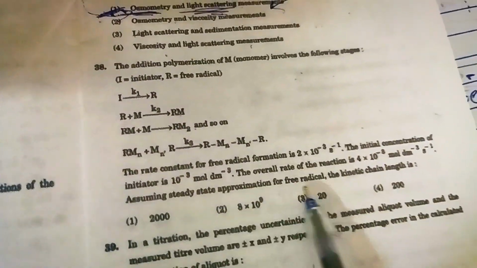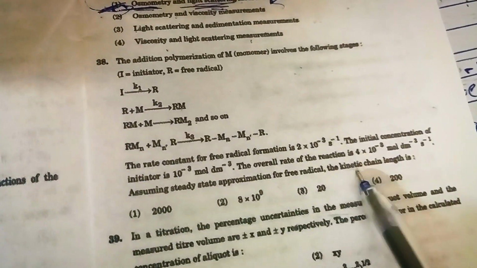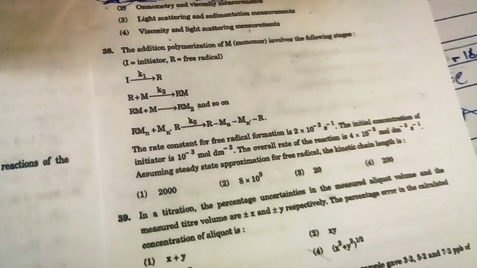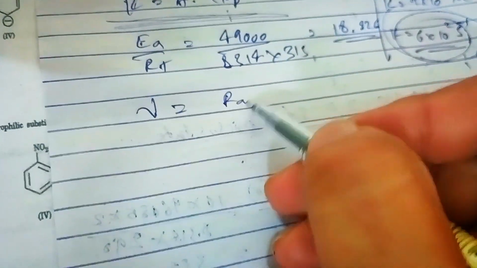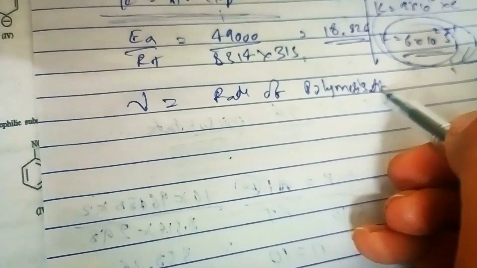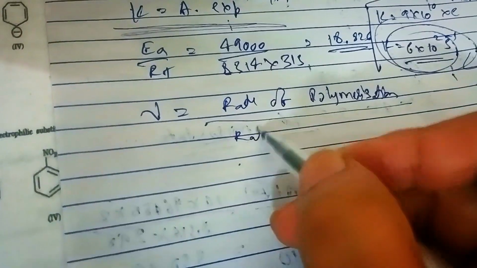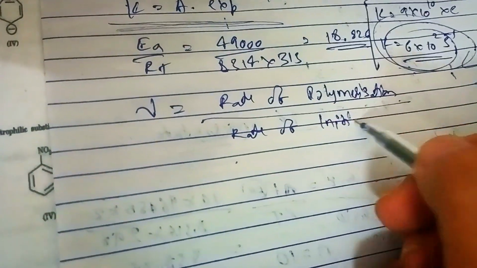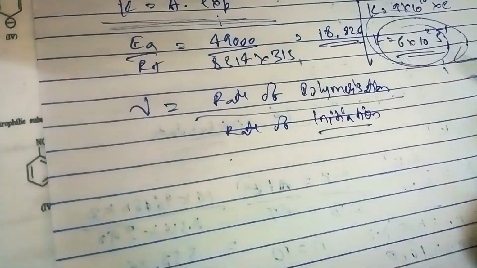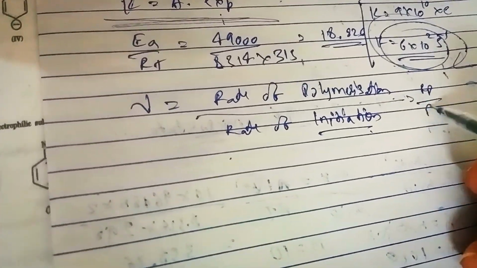And for question 38, they are asking about polymerization. A reaction is given, and they are telling the rate constant, the initial concentration, and the overall rate, and asking for the final value. It is a very easy question. We know that V is the rate of polymerization divided by the rate of initiation, so Rp divided by Ri.